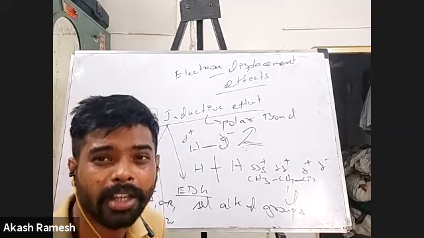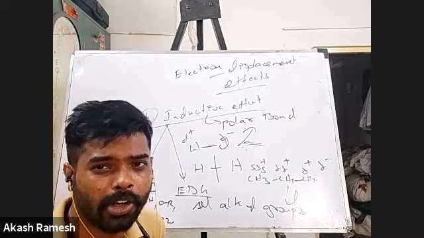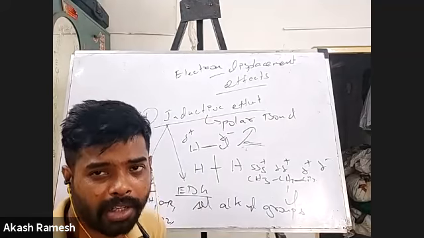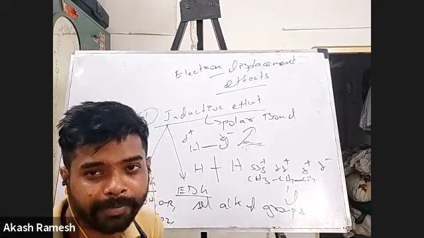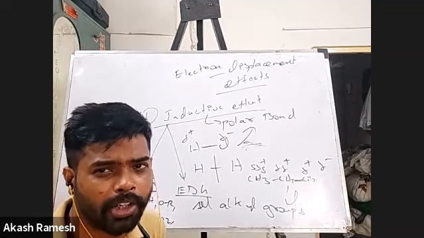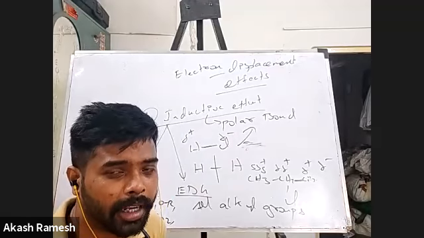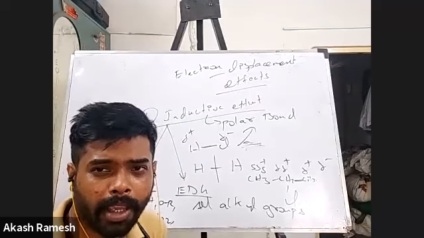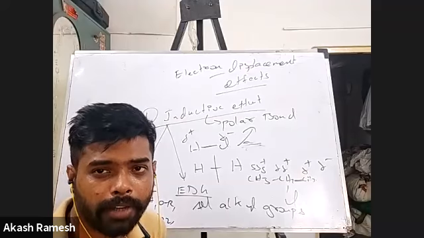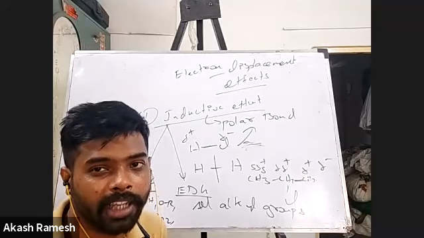The next question is, sir, which one would be more electron donating? Say if I have CH3 and C2H5, which will be more electron donating? I would say there is not going to be much difference, but strictly speaking, C2H5 is going to be more electron donating than CH3.